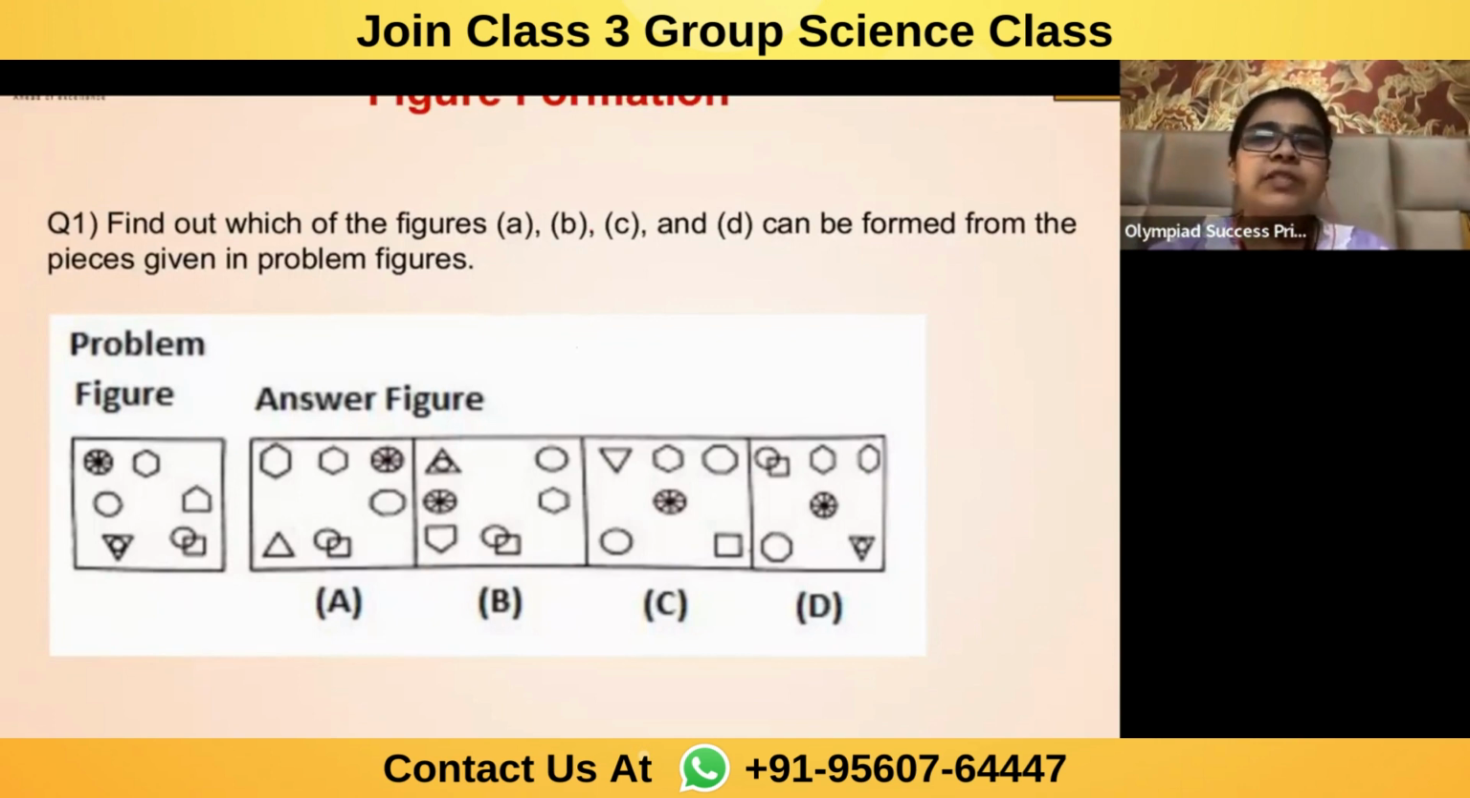First, ma'am will explain something. So in this question, what we have to do, my answer figure, suppose if I say my answer is option A, it should be exactly similar to all the figures present over here.